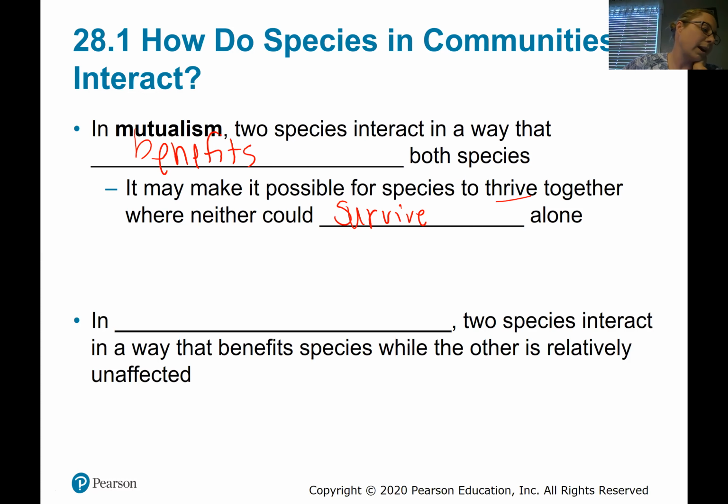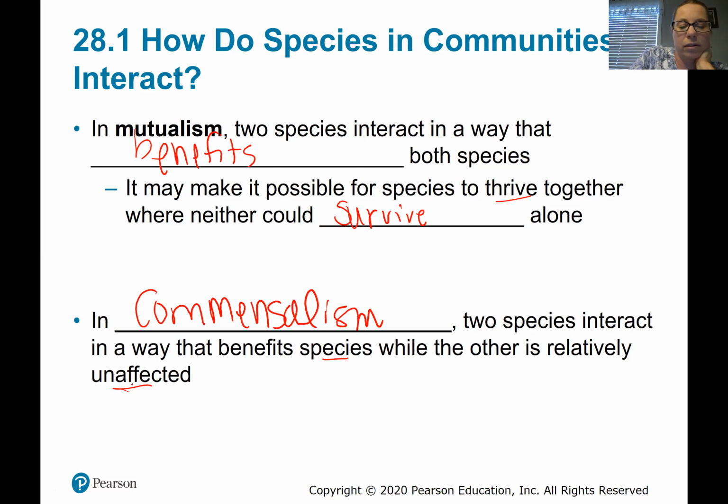Okay, and then the fourth one is commensalism. That's where one is benefited and the other species is unaffected. And this is really interesting. There's been some new information come out about this. We used to say that an example of mutualism was the cattle egrets and livestock in savanna type ecosystems.